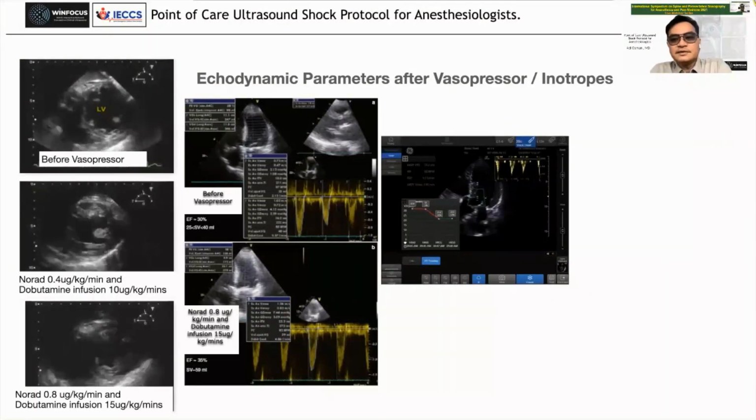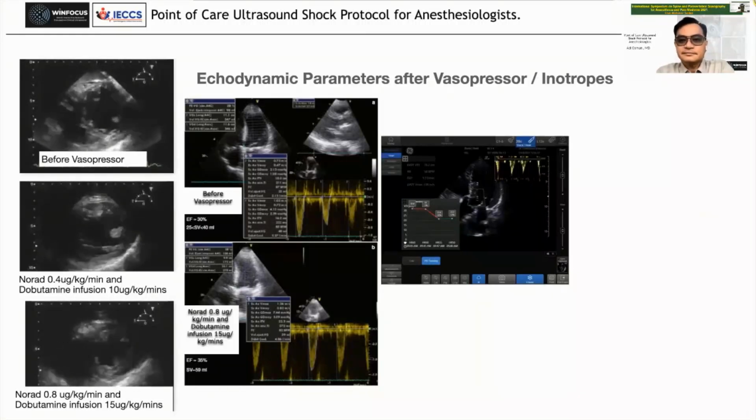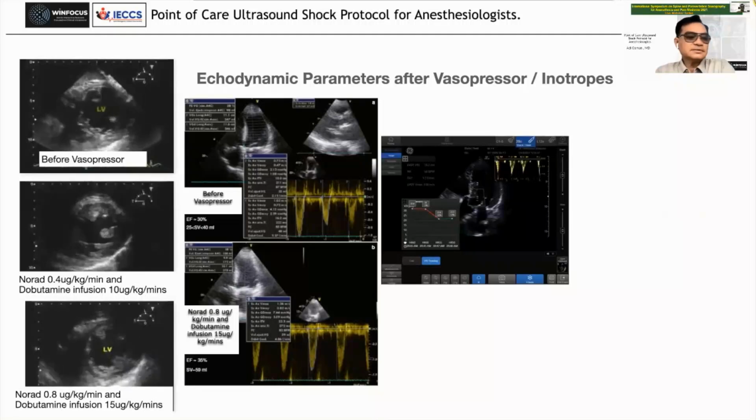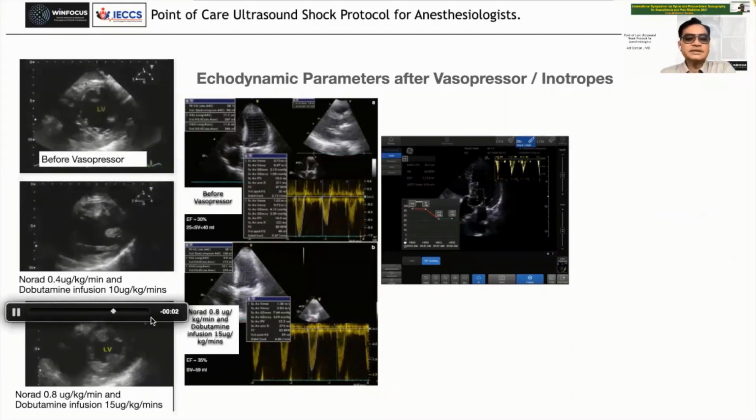This is another usage of point of care ultrasound, whereby you can use it to determine the effectiveness of vasopressors and also inotropes. This is a patient that presented to us in septic shock, septic cardiomyopathy to be exact. This is before we start the patient on any vasopressor. This is when we start the patient on NORAD and dobutamine. This is when we increase the NORAD and the dobutamine.